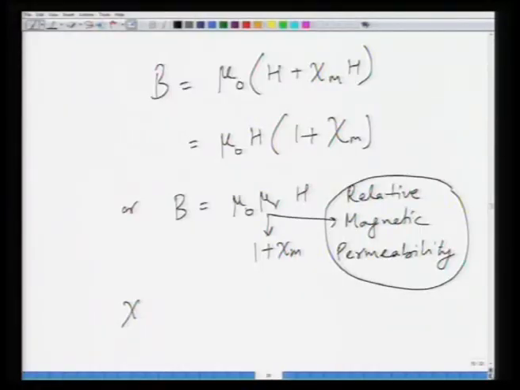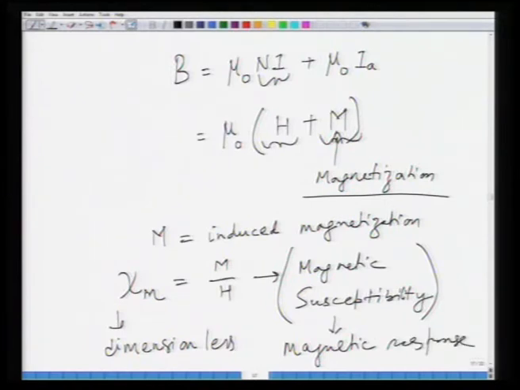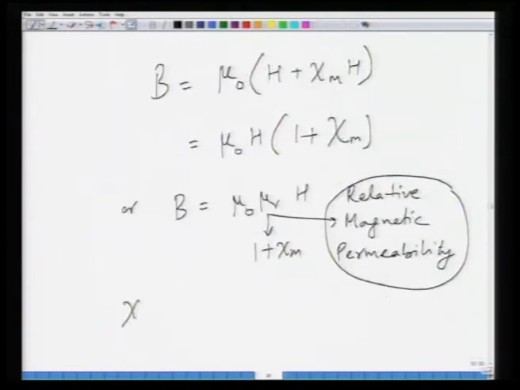So, if you go to the previous slide, this chi m again is dimensionless, and it basically quantifies the magnetic response of the material, and it is related to mu r. So, in the same manner as we saw in case of dielectric material.